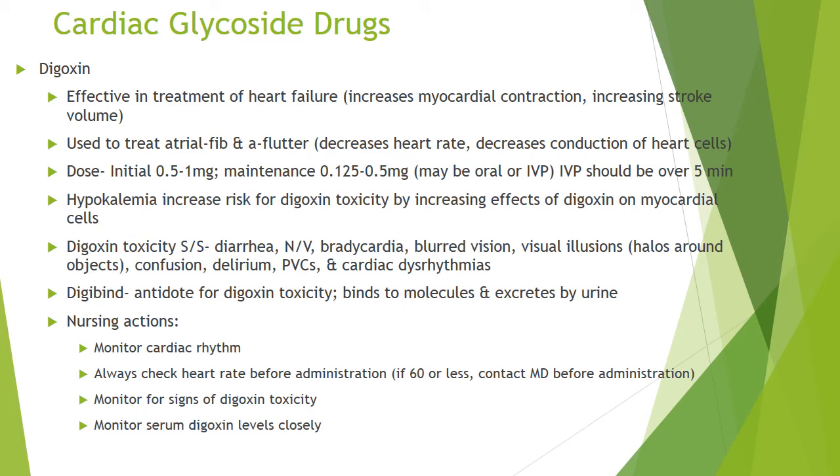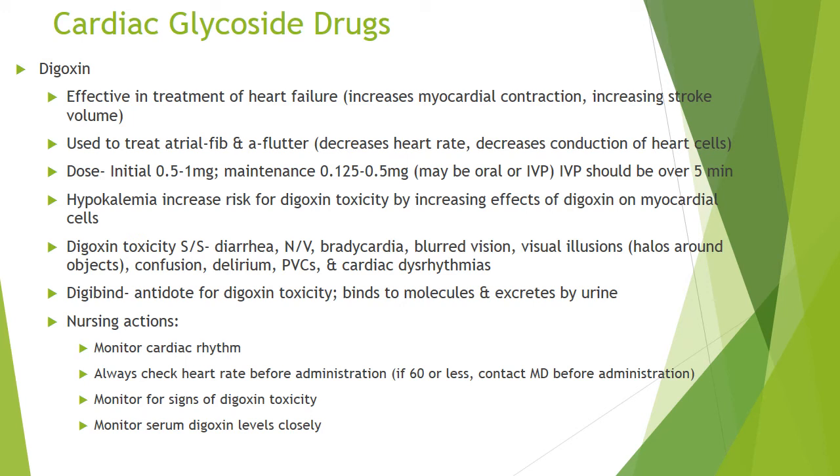Digoxin is a common cardiac glycoside drug that we use to treat patients with heart failure as well as atrial fib and atrial flutter. It's effective in heart failure because it increases our myocardial contraction and our stroke volume, allowing an increase in our cardiac output. We like to use it to treat atrial fib and atrial flutter because it decreases heart rate as well as the conduction of our heart cells.